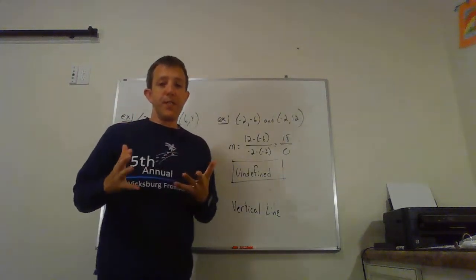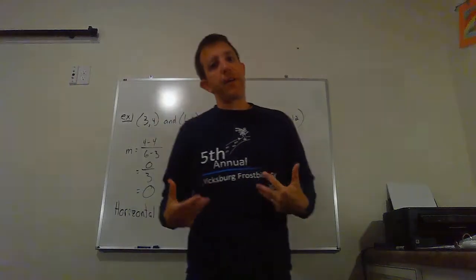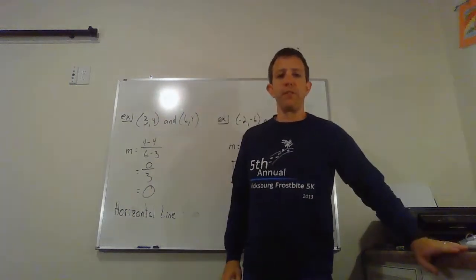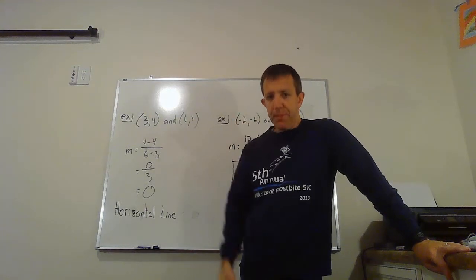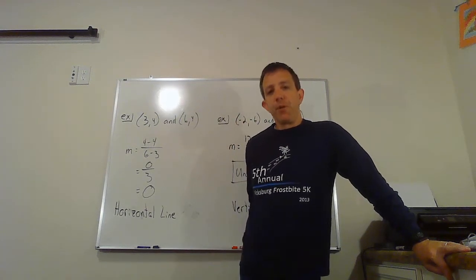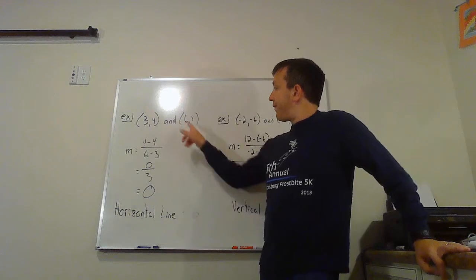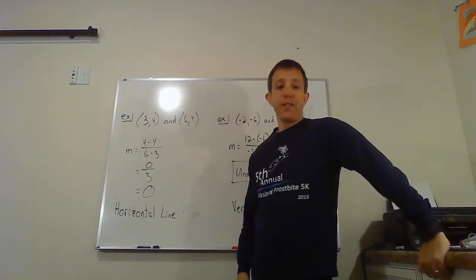Okay, so I have two more examples that we're going to look at here. These are going to end up being horizontal and vertical lines, which are frequently switched in people's heads. So we want to make sure that we know which one is which. All right, so for the first one, we have the ordered pairs 3, 4, and 6, 4.